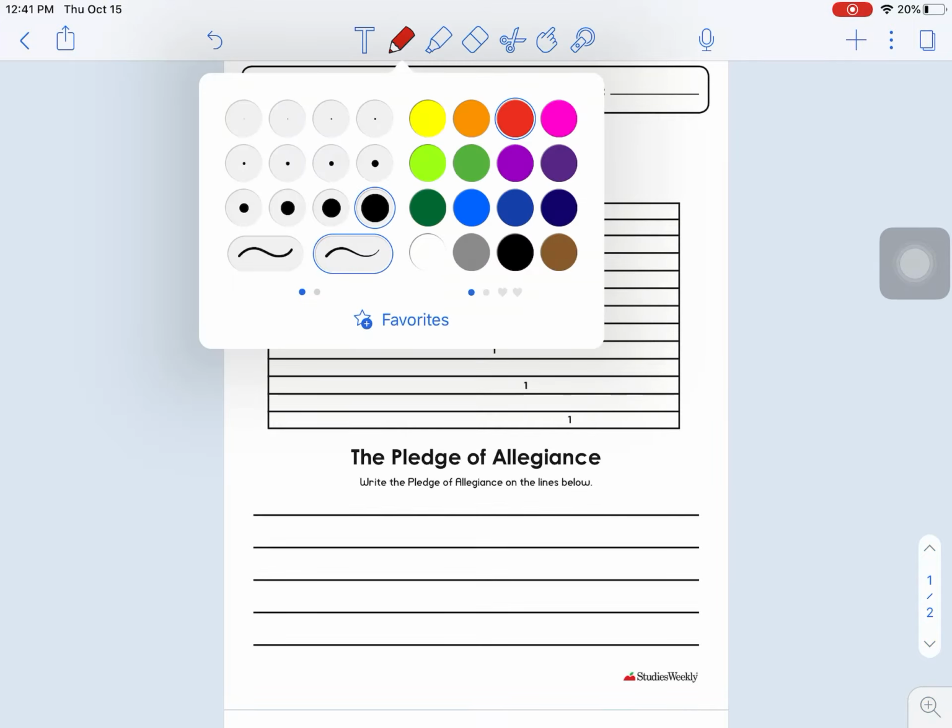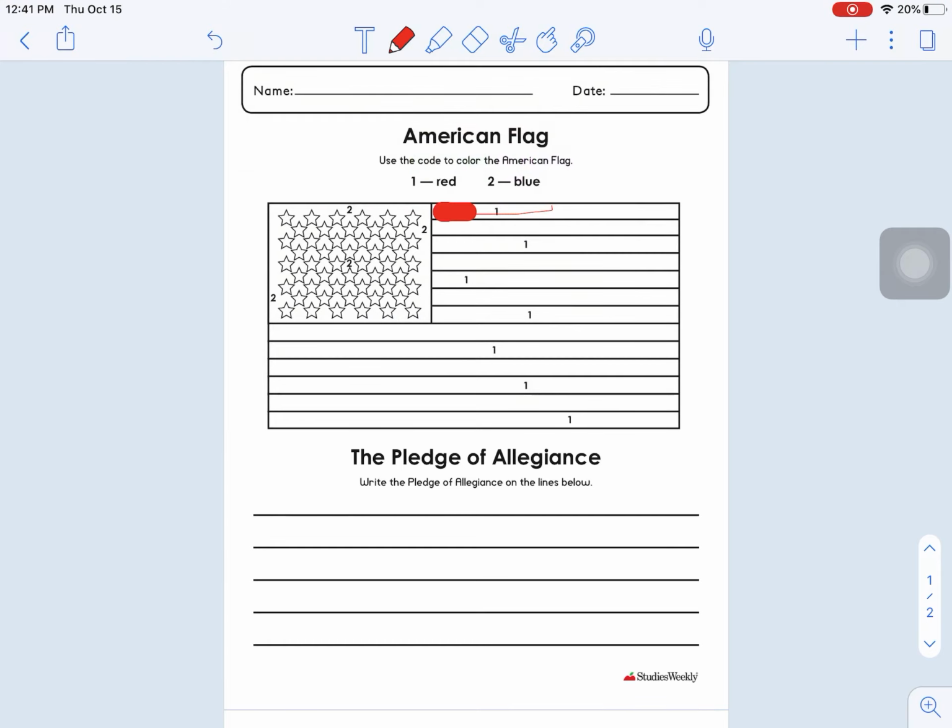Whoops, I'm going to want to change my size here. So 1 will be red, and I can go through and color in the rest of my flag. And then I'm going to see if I can remember the words for the Pledge of Allegiance. If you can't remember them all the way, that's okay. I'm also going to attach a picture in your assignment list that has the words of the Pledge of Allegiance.